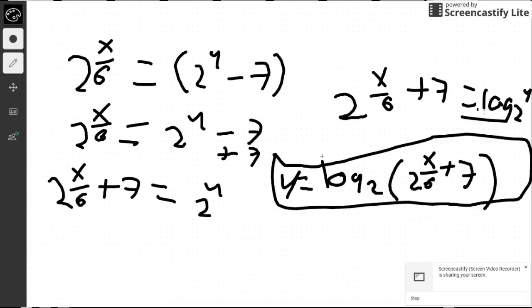Now I know it's a bit confusing because of this part. The explanation of why to put in the log is really hard, but simply it's because you already have one log and you already have an exponent of y. So if you have an exponent of y, you just have to log it, bring everything over to one side, and isolate y. Then you end up with y equals log base 2 of (2 to the power of x over 6, plus 7), and that's your answer.